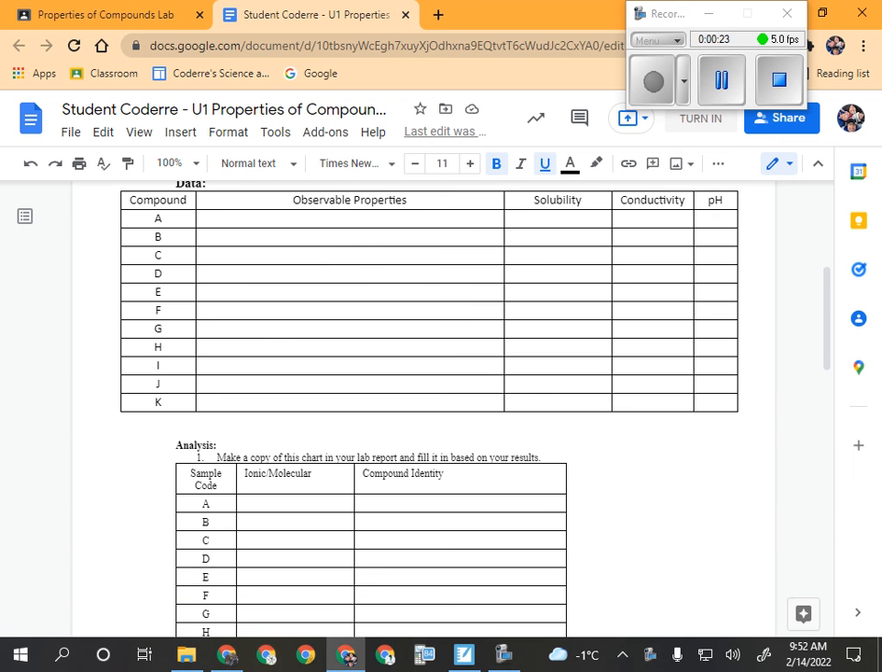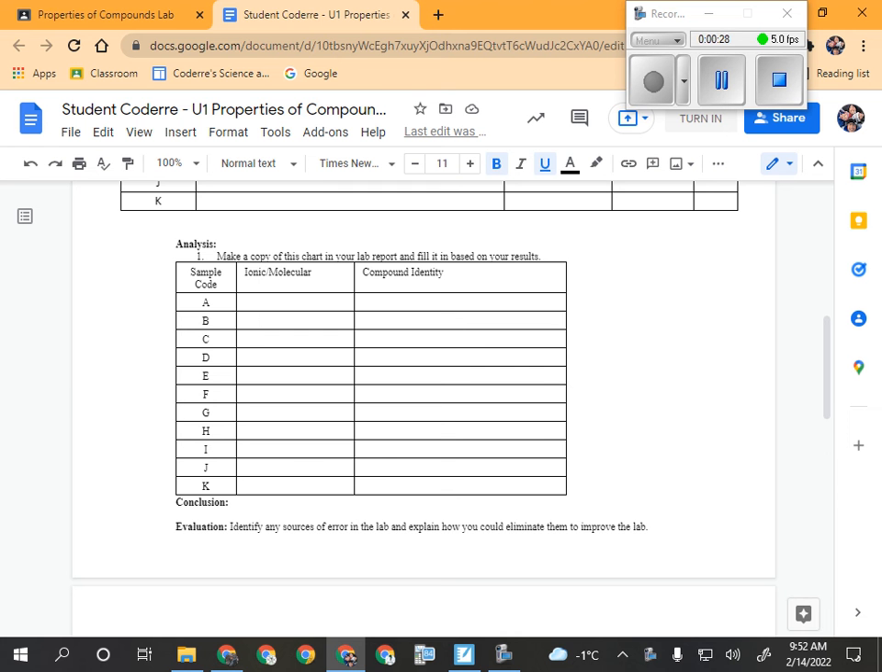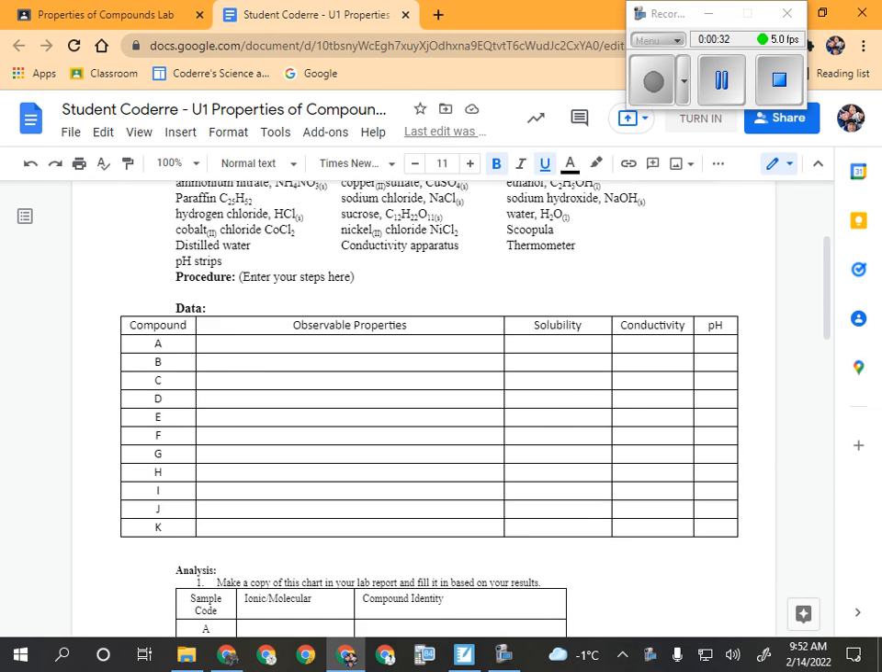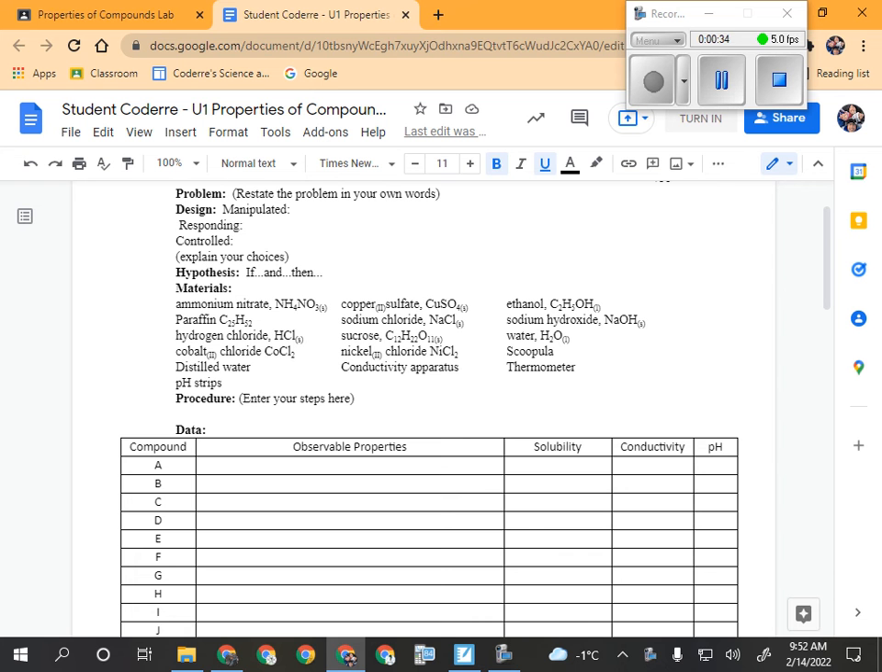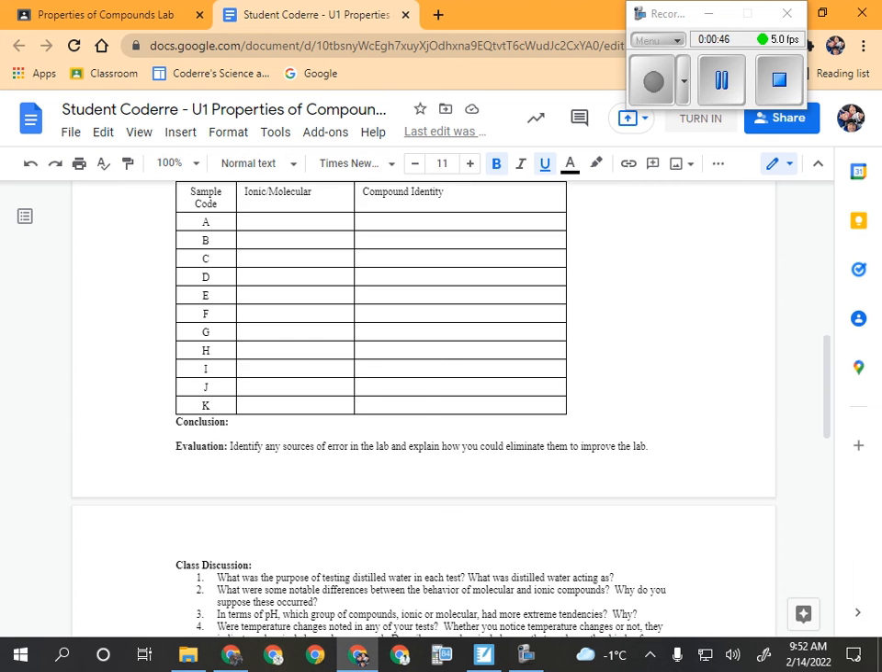Okay, so you have all of the properties up here. You just got to write in here, was A ionic or molecular? And what is it? Okay, the what is it, remember, comes from your materials. Right, so you find out what it is, okay, and you write the name, chemical formula, okay, write it in here. Everybody with me on that?